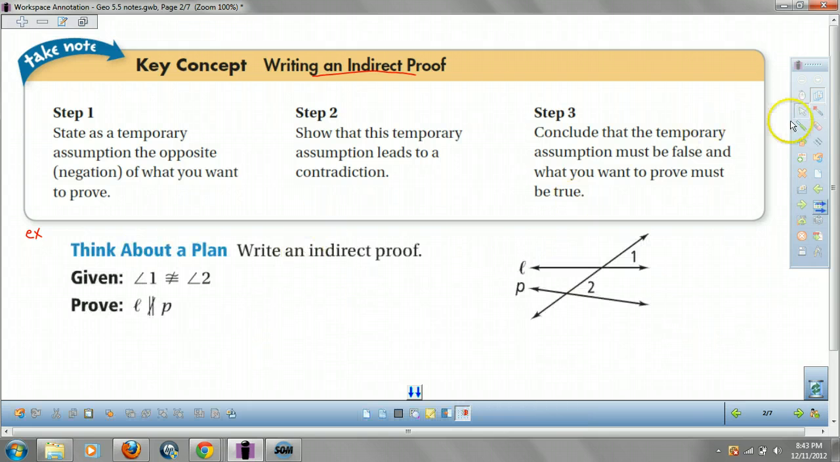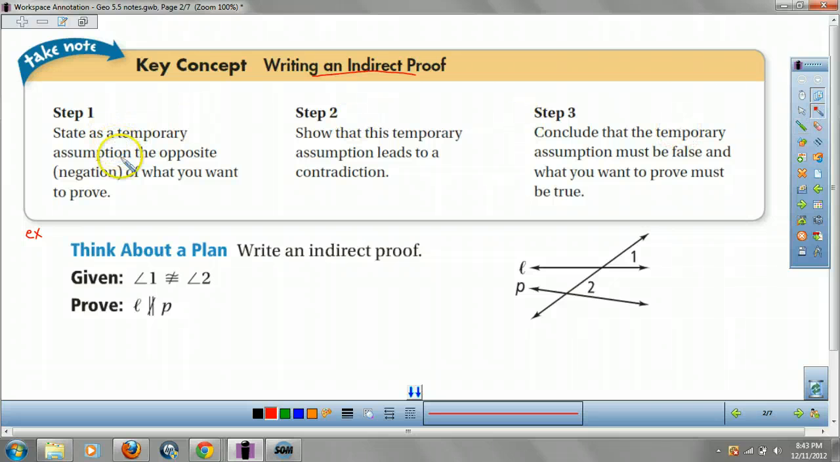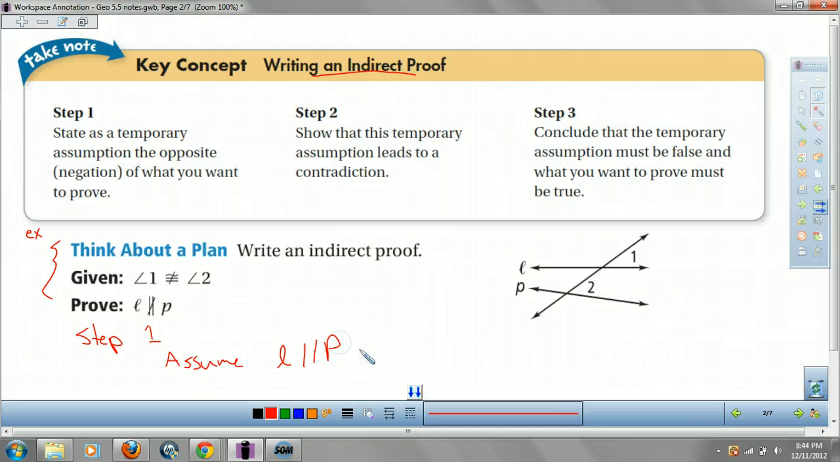So let's say we're going to do this problem step by step. Step 1. What are we trying to prove, guys? We're trying to prove that L is not parallel to P. So we're going to assume the opposite of that. We're going to assume L is parallel to P. Let's say it is. It might be. You state a temporary assumption of the opposite of what you want to prove. We want L is not parallel to P, so we assume L is parallel to P.